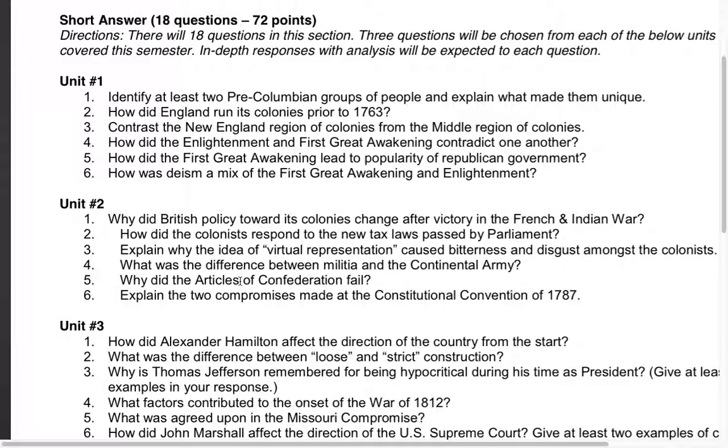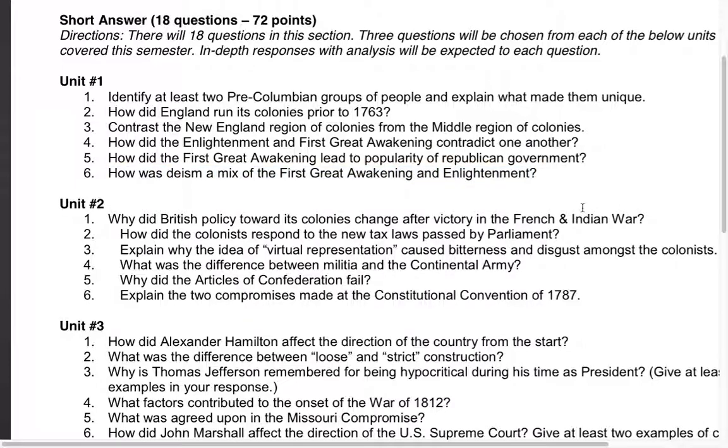For number 6, how was deism, which was the philosophy that believed in religion but wanted to prove its existence with science, how was that a mix of the First Great Awakening and the Enlightenment? Deists, which many of our founding fathers were while they lived in the colonies, felt that the First Great Awakening was good in involving more individuals in faith services, but they wanted to use the Enlightenment philosophy of science and reason to question government leaders and ministers to make sure that people were being served in the best way possible.